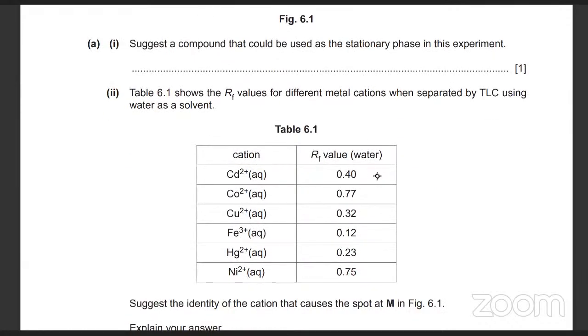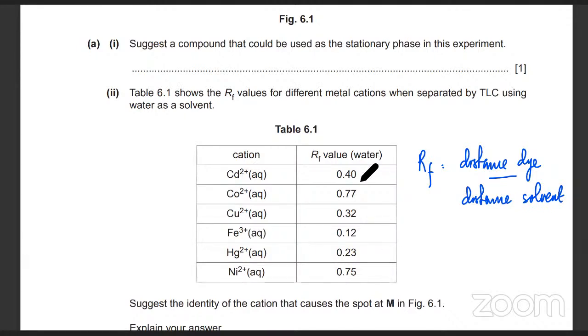What's the definition of RF value? It's the distance traveled by the dye or component from the baseline over the distance that the solvent travels. So 0.4 means that if the solvent travels a distance of 1, the dye travels 0.4.